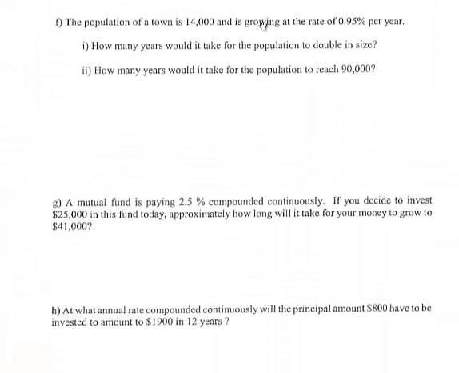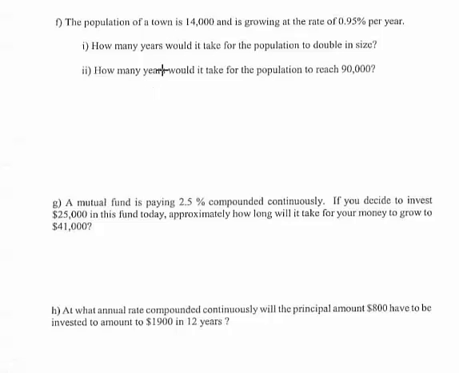Okay, the population of a town is 14,000 and is growing at the rate of 0.95% per year. How many years would it take for the population to double in size? How many years would it take for the population to reach 90,000?